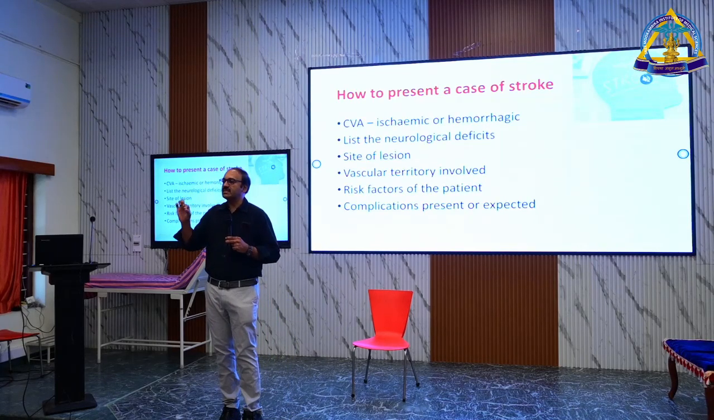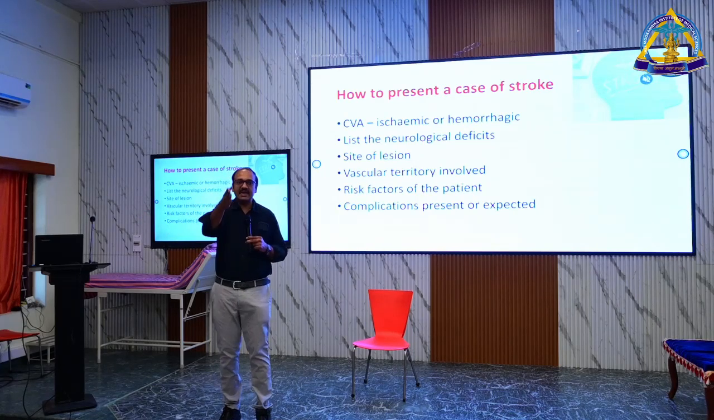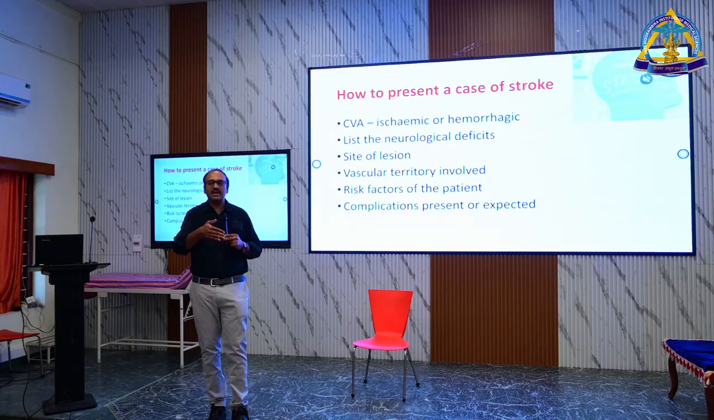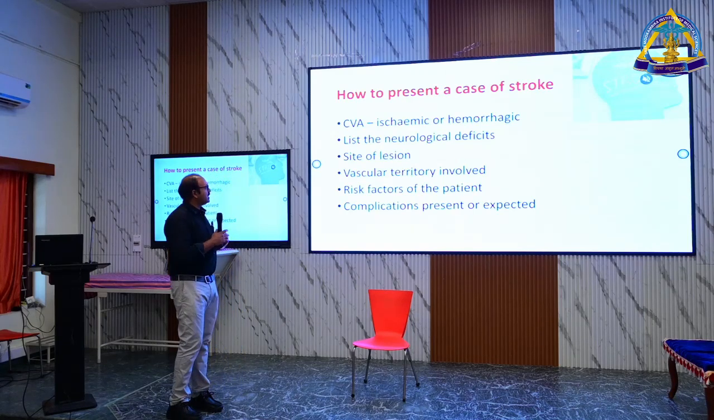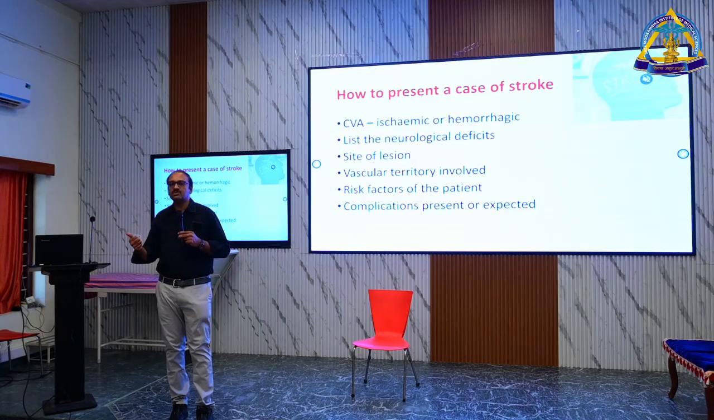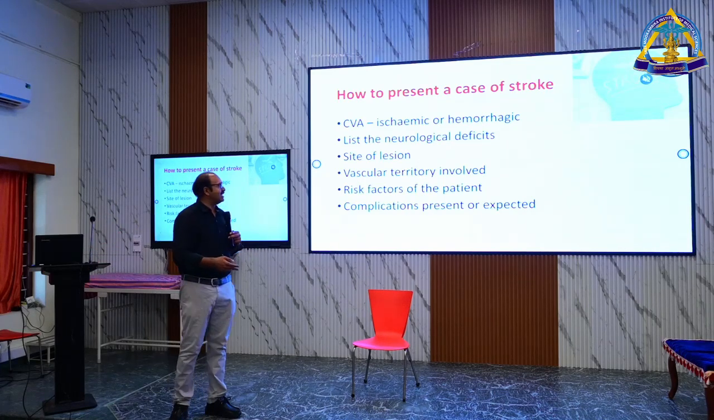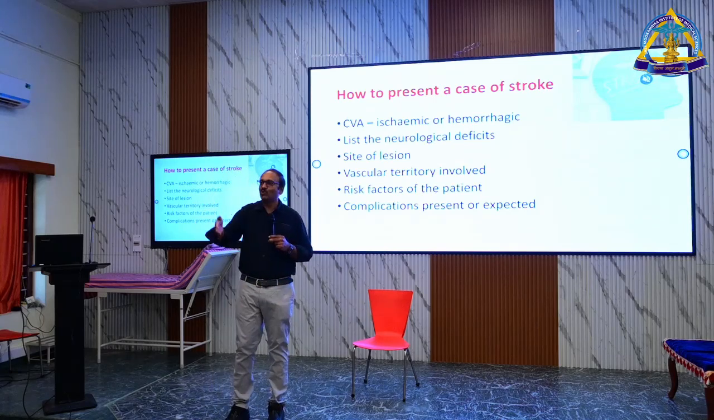So you can say my patient is having global aphasia with right hemiplegia. He has a right LMN facial palsy with left hemiplegia. So you mention all the neurological deficits the patient is having. Then you list the neurological deficits. Examples are hemisensory loss, hemiplegia, LMN facial palsy, UMN facial palsy, whatever it is. Or if it is lateral medullary syndrome, list the patient's neurological deficits.